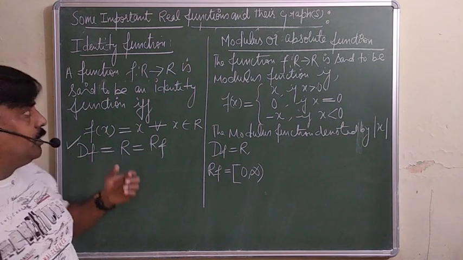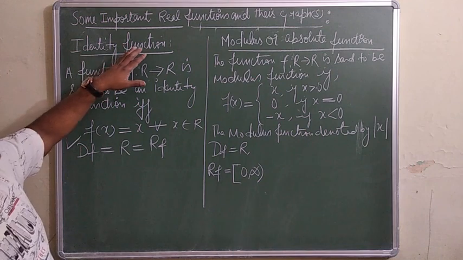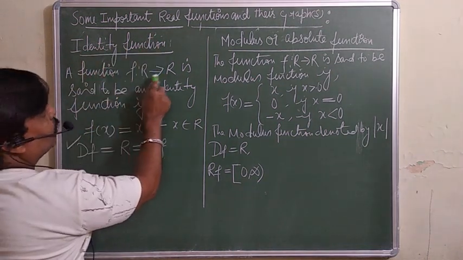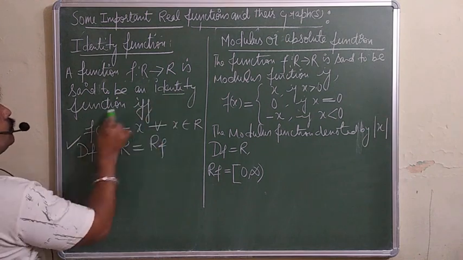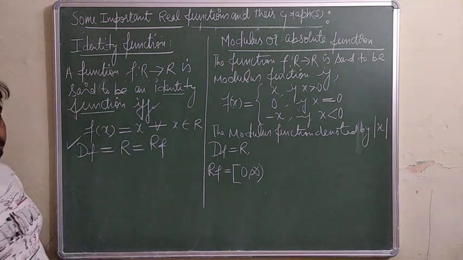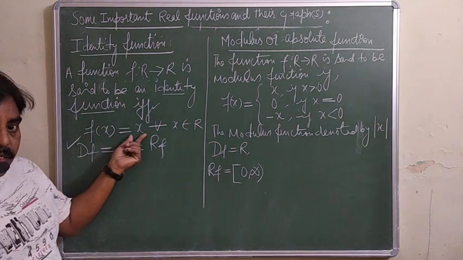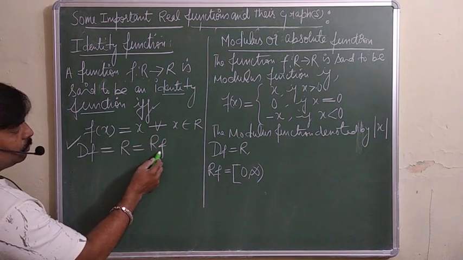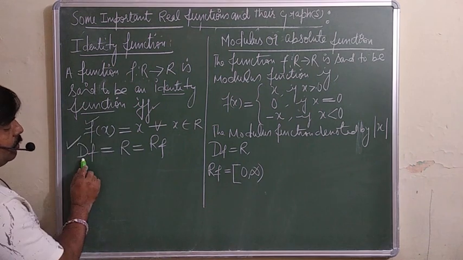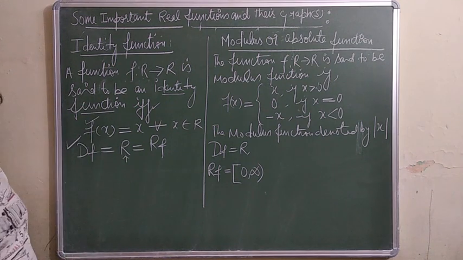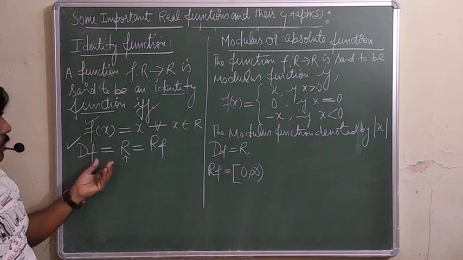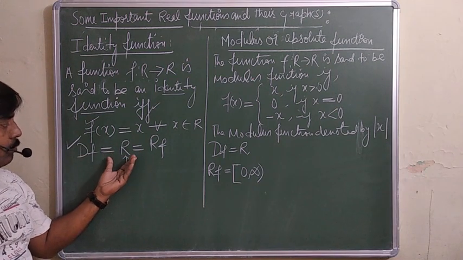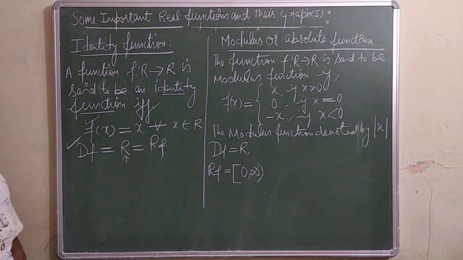Yes, the next is the identity function. A function f from R to R is said to be an identity function if and only if f(x) = x for every x belonging to R. You can say the domain and the range of the function are all the real numbers. If for any function the domain and range are all the real numbers, meaning they are equal, then that is an identity function.